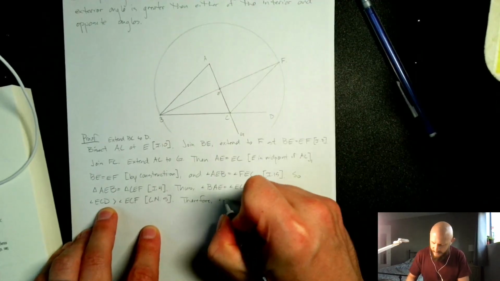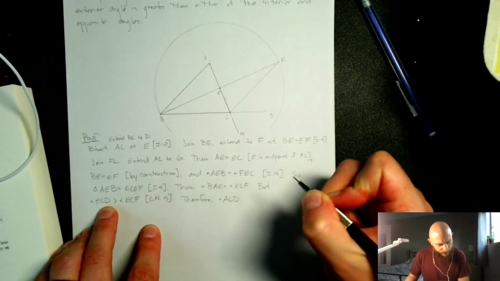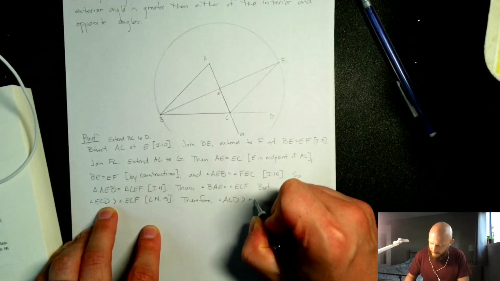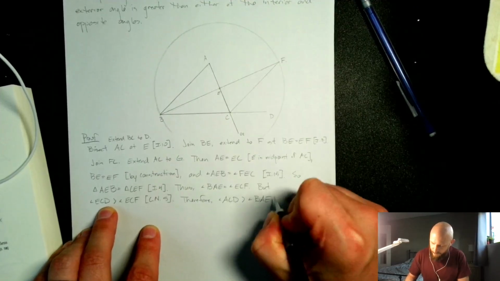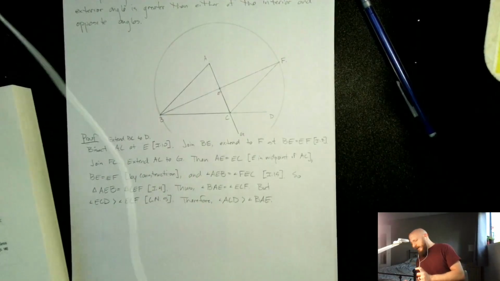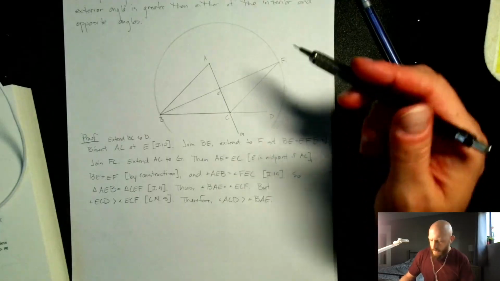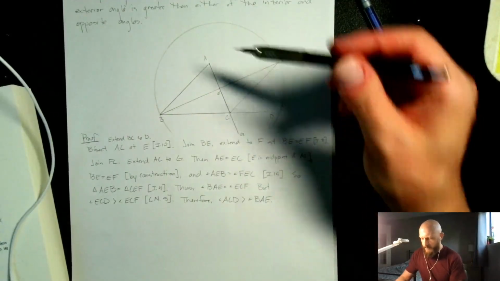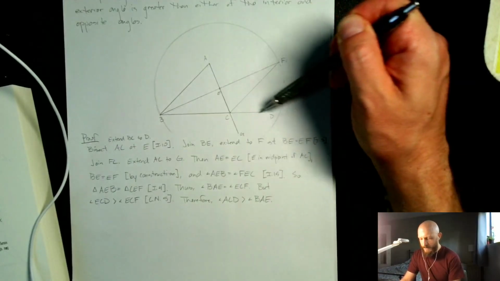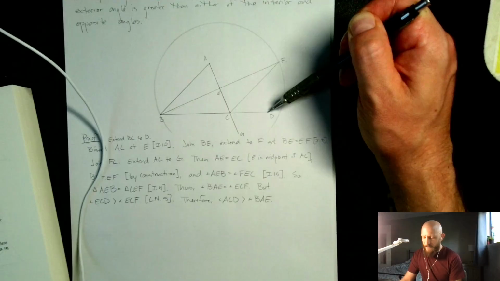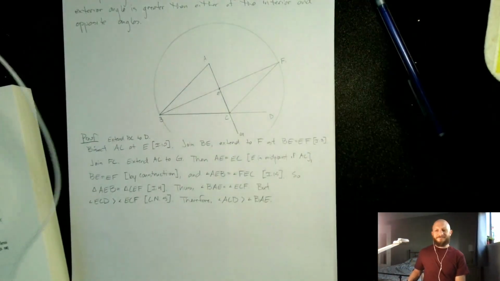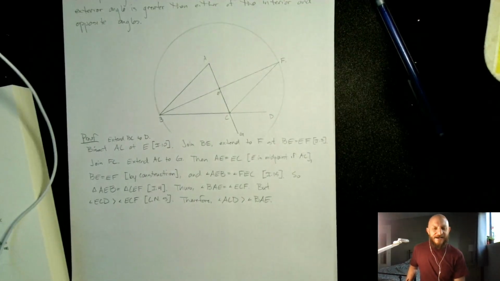And next he says, therefore, angle ACD is greater than angle BAE. And he just states this. This was the step where, when I was reading through it earlier, I kind of took pause. So ACD is right here, ACD is greater than angle BAE. What? How did he get that?